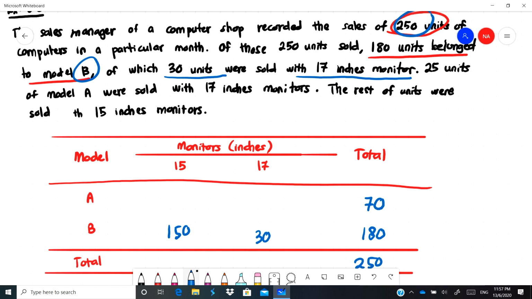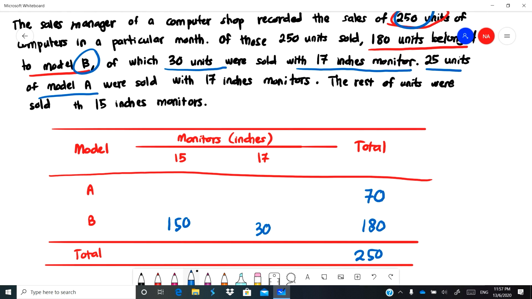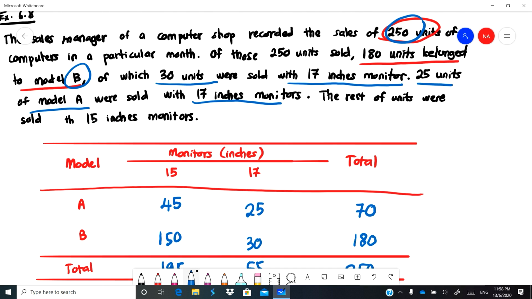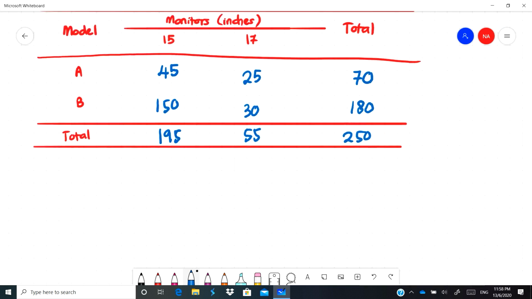Alright, for model A, 25 units of model A were sold with 17 inches, so 25 should be here. So the rest of it is 45, yes, 45 here. If you add 45 with 150, you get 195, and then 25 with 30, you get 55. If you add them together, you get 250. That's the total. So it is very easy to fill up the contingency table.